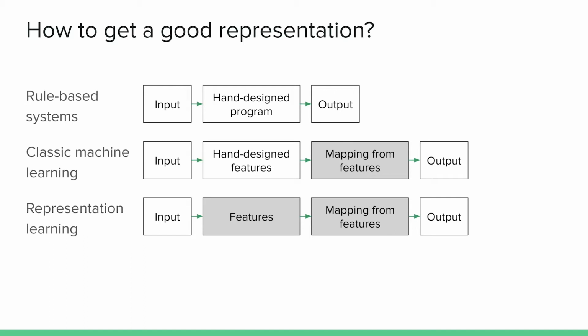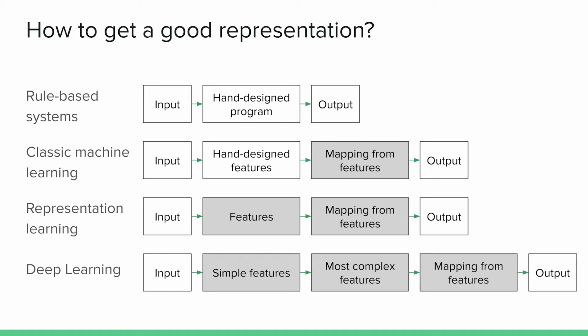And the final step to go from representation learning to deep learning now is that we have many layers, and they work in such a way that they learn to extract simple features in the first few layers, and then more complex features in middle layers, and the most complex and meaningful features in the topmost layer. And then these features can be mapped to our output, and all of the gray boxes here can be learned by the machine and should be learned by the machine.